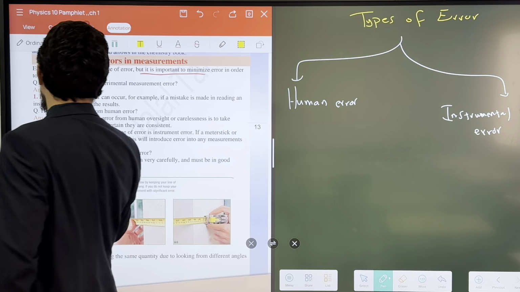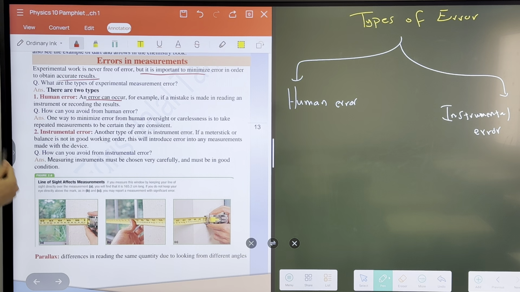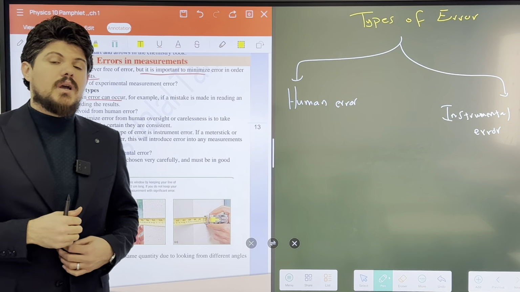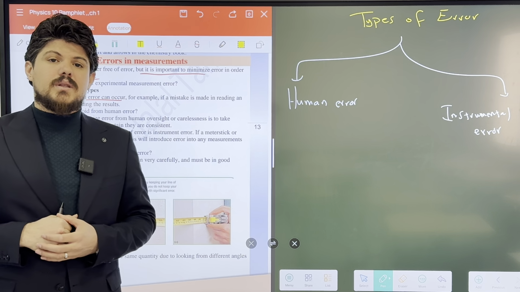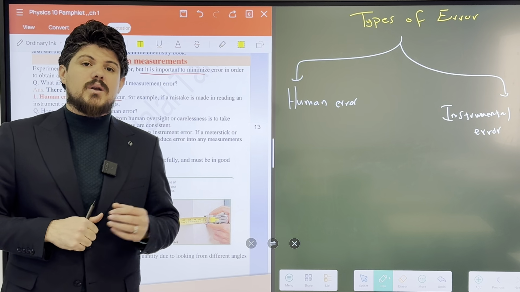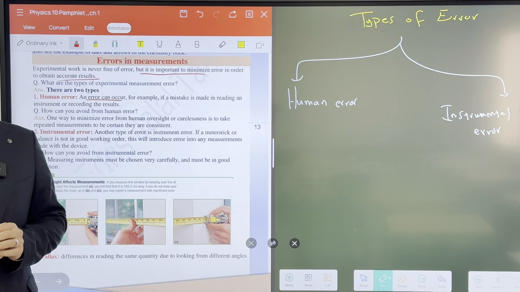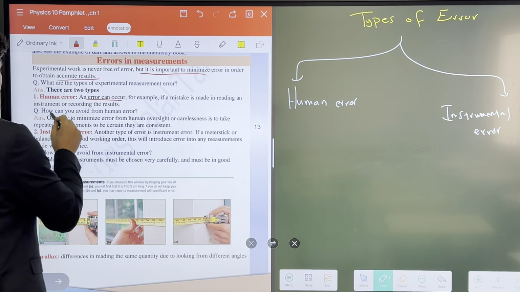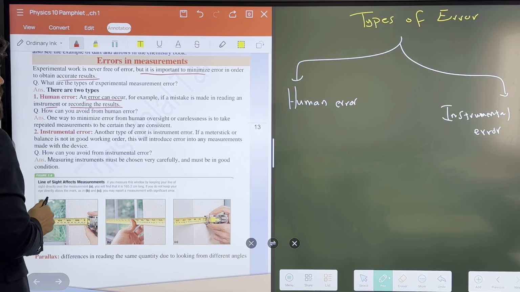In human error, an error can occur, for example, if a mistake is made in reading an instrument or recording the results. Sometimes humans make a mistake during the experiment, like reading the measured value, and sometimes when recording the measured value. So the mistake is made in reading an instrument or recording the results.